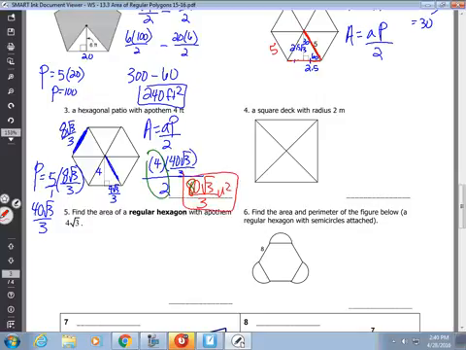So on number 4, square deck with a radius of 2. Well, here's our center. I'm going to draw my apothem. It's perpendicular to the side. So this is 2. That's my radius. This is divided into a 45, 45, 90 triangle.